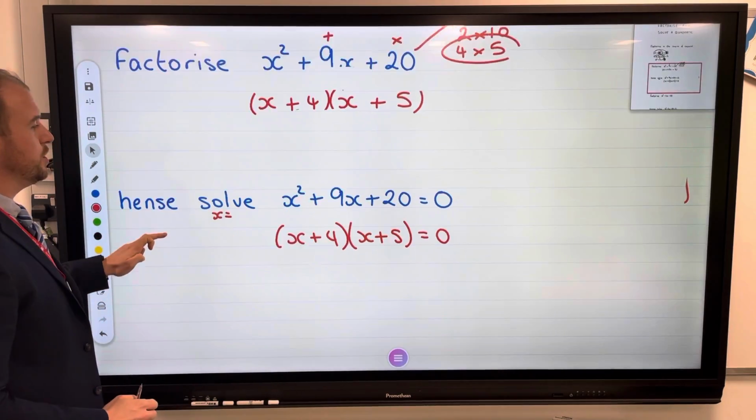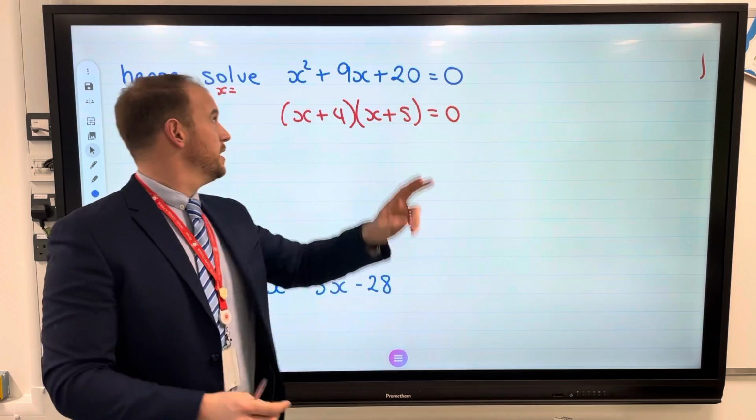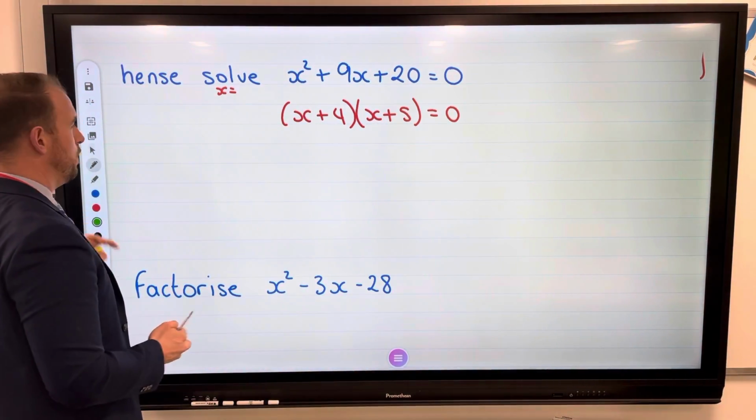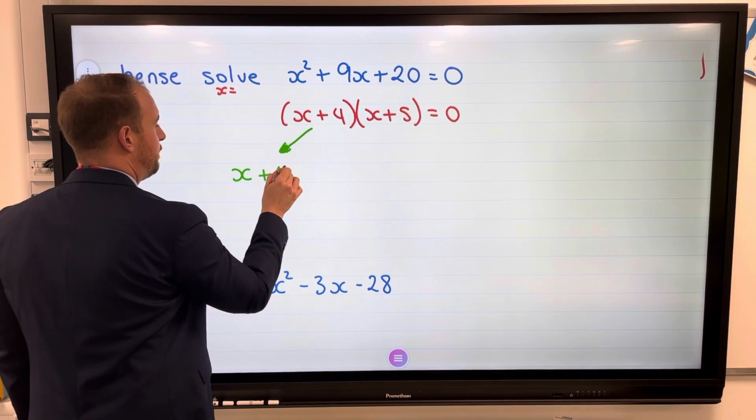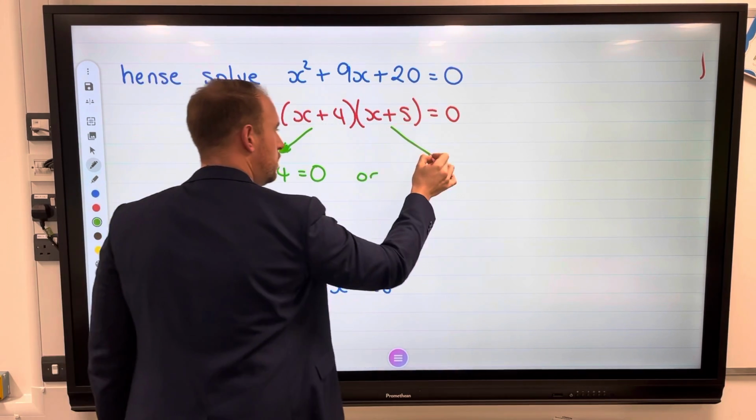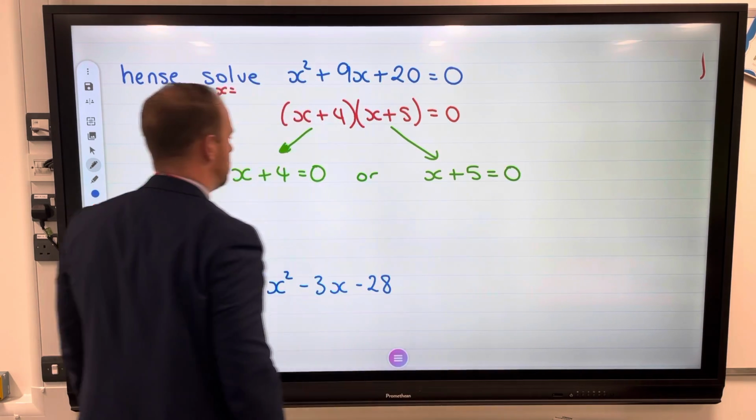Okay, now to solve this, we are going to have two answers. It is a quadratic, therefore we have two answers for our x. So we could have x plus 4 equals 0, or x plus 5 equals 0.